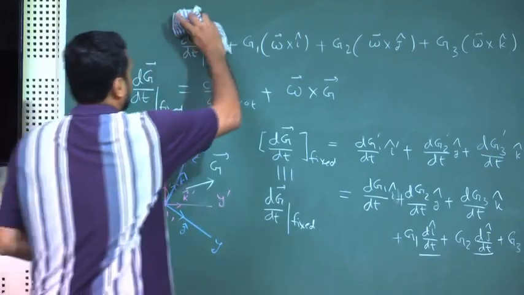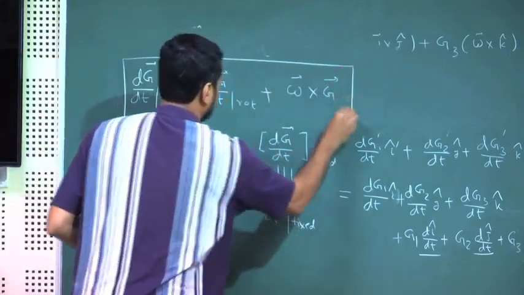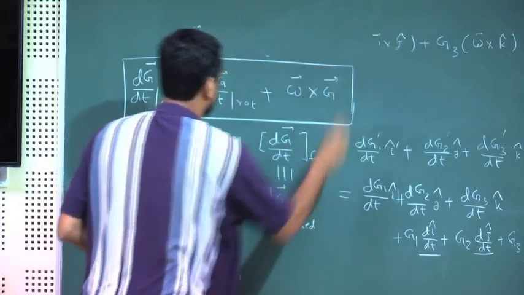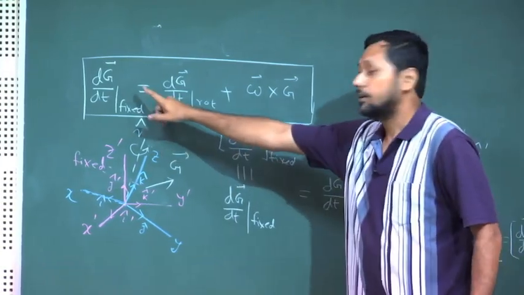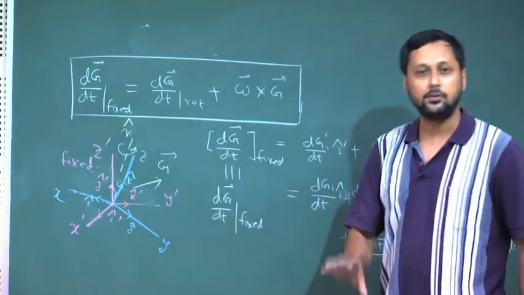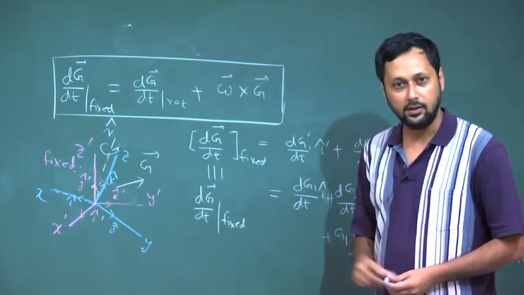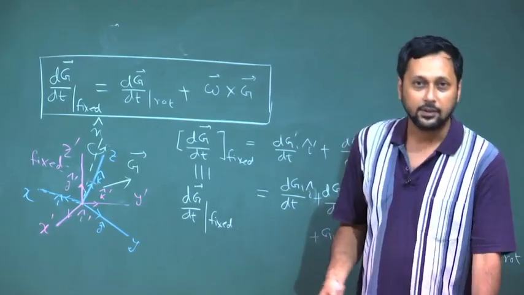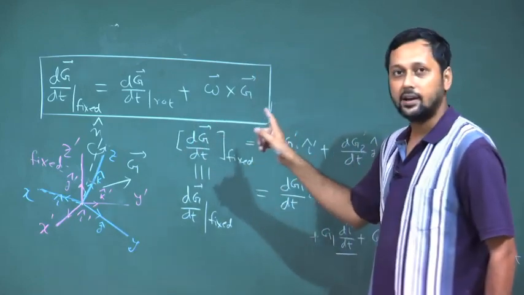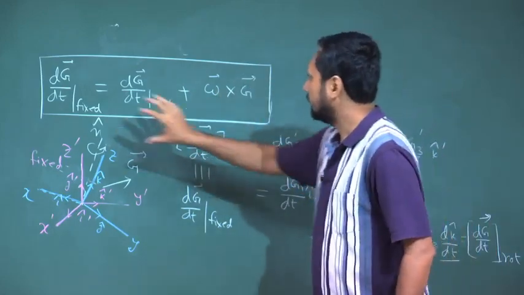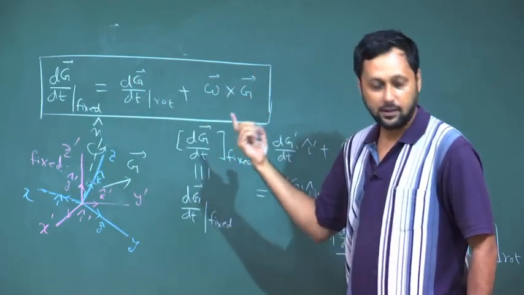So, we finally get the very important relation we are looking for. Please note that it is derived for a general vector g. We have not assumed any specific properties or character of g. So, that means it will be true for any arbitrary vector in three dimensional space. If we understand this, then we can have this type of operation for any vector in three dimensional space.